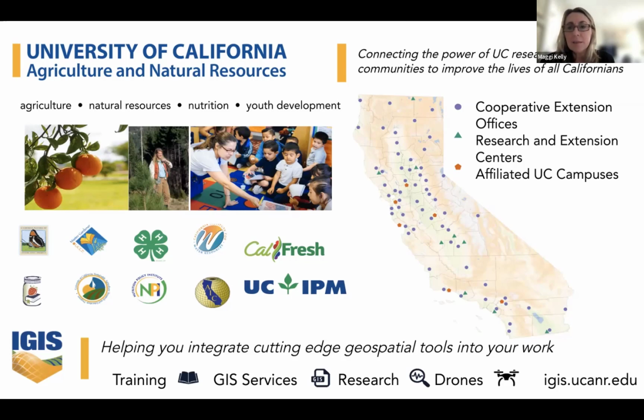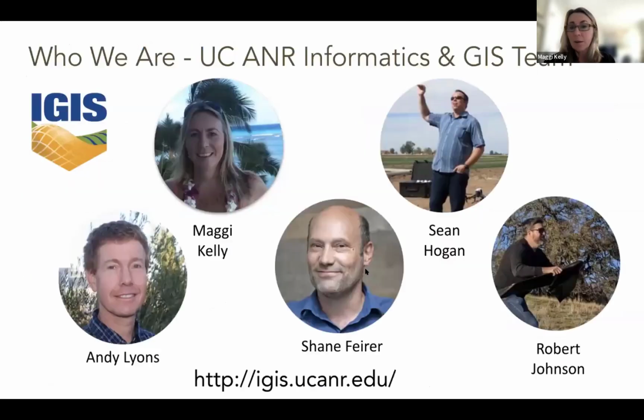And one of the ways that UCANR does this is through statewide programs. So there's a few statewide programs, perhaps you've heard of them, things like CalFresh or UC Integrated Pest Management or 4-H. We, IGIS, are one of those statewide programs, and we're here to help you integrate these tools into your everyday workflow. And we do it through these workshops and through office hours, and we have research support, and we have a service center. So check us out if you're interested.